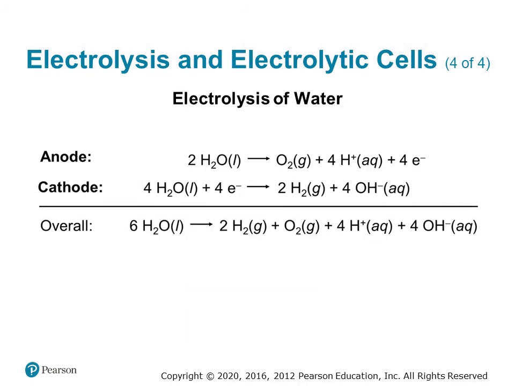One important electrolytic reaction that it is worth getting into the specifics of is the electrolysis of water, which is shown here. At the anode, water is oxidized to oxygen gas and H+ cations, while at the cathode, water is reduced to hydrogen gas and hydroxide ions, resulting in the overall reaction shown here.